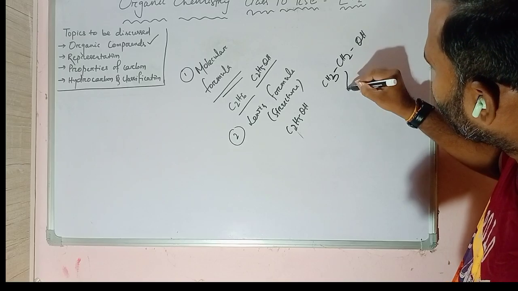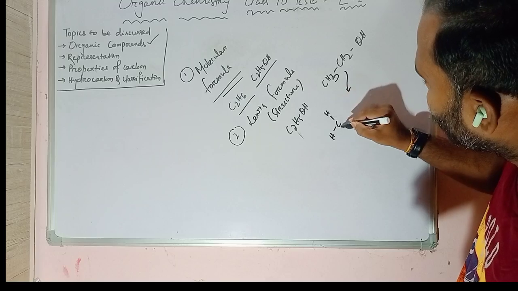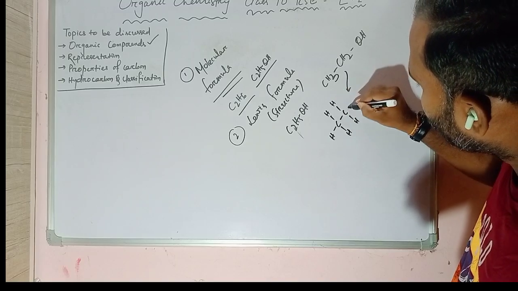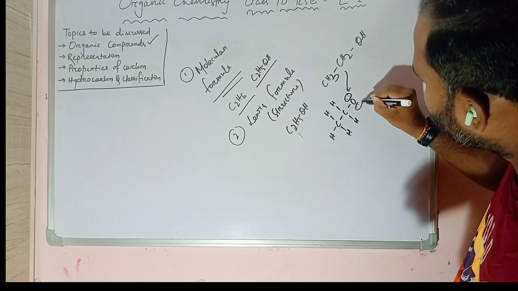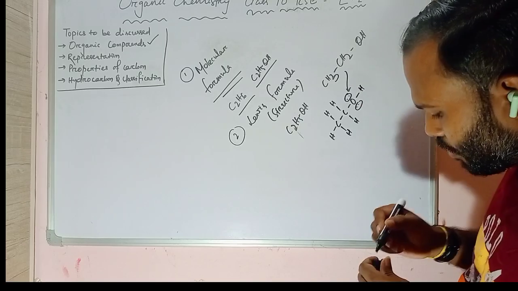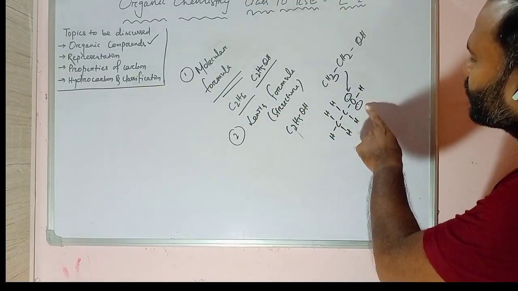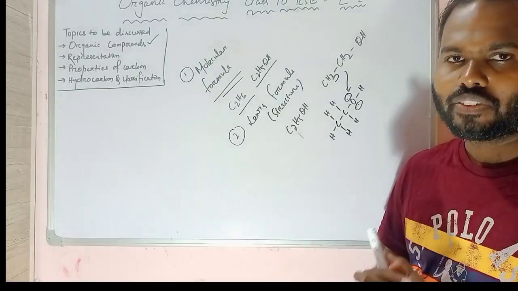So this can be written as C with H, H and H, again C with H, H. Here you see the dots mean the lone pair of electrons, and H. That means the Lewis formula or Lewis structure represents the bonds as well as the lone pair of electrons.